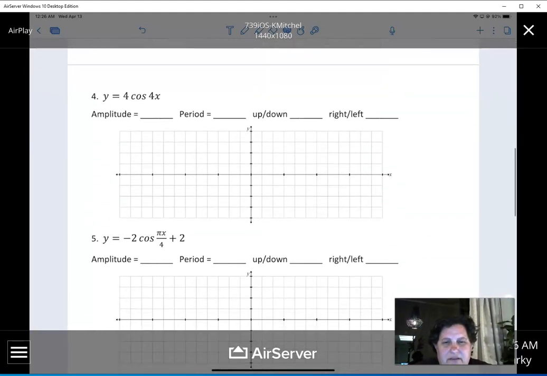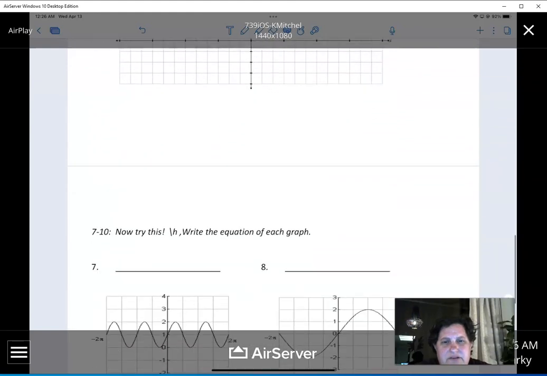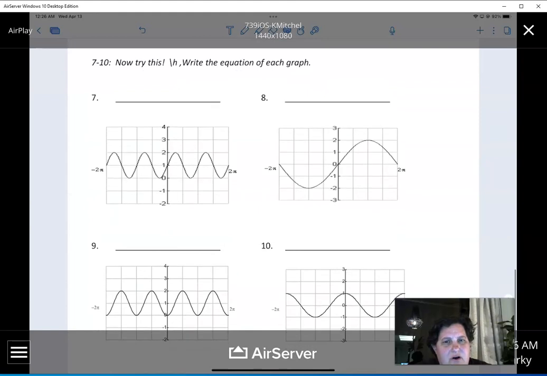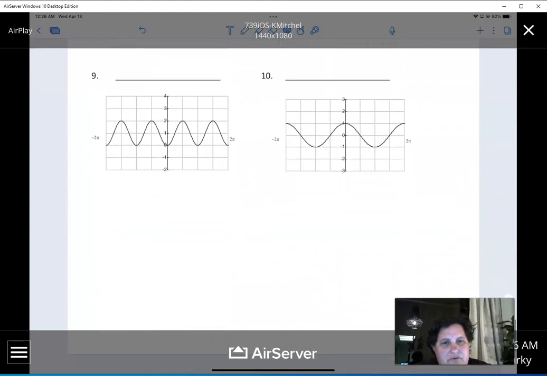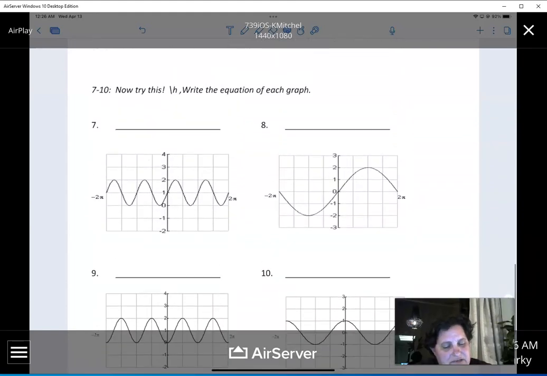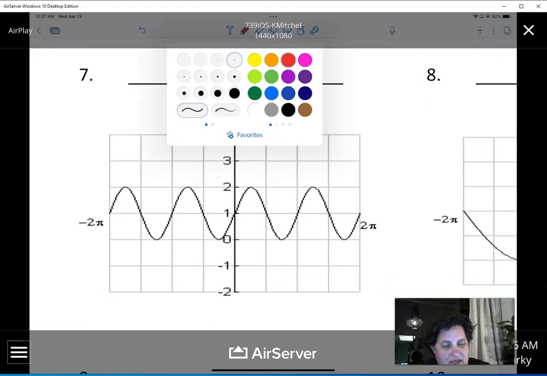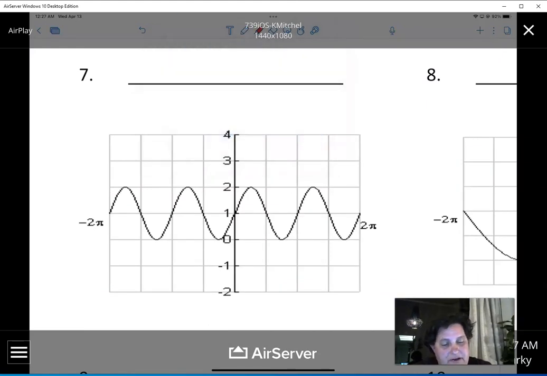You got 3 sine, 3 cosine. Now these are a little tricky. Okay, these are all in a 2 pi period. I just want you guys to try it. I will show you one and we'll see if you guys can get the rest. Now, there are going to be multiple answers, but here's what I like to do. Okay, start here.